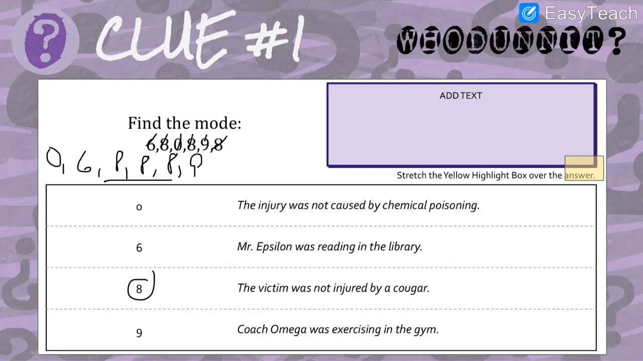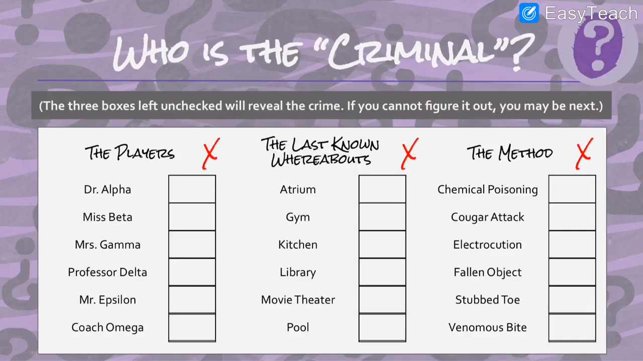Now I need to go back to slide 3. We didn't know anything about the victim or the whereabouts, but we do know that it was not a cougar attack, so I'm going to put an X there. Then you would just continue on and do the 10 clues. You have 9 left, and once you figure those out, you will have the solution. Again, any questions, please reach out. Thank you.